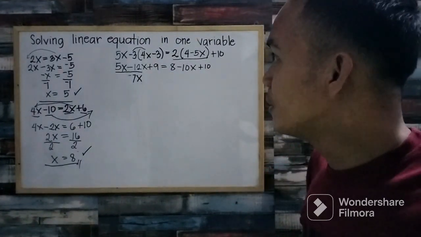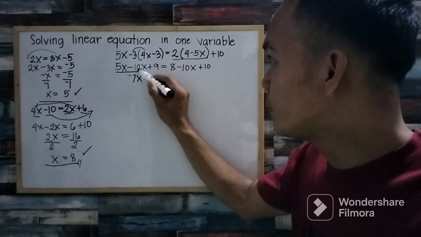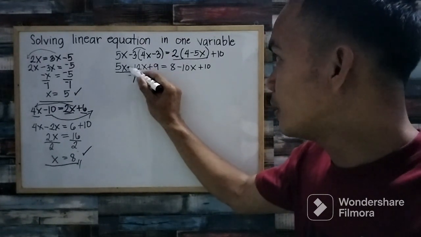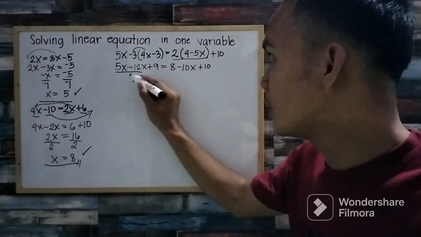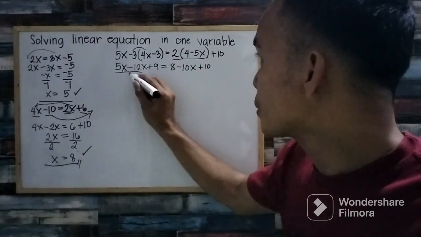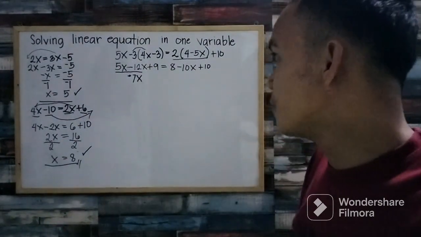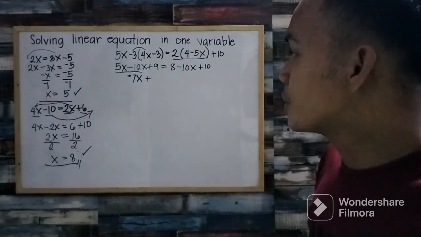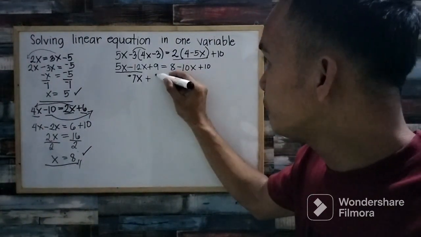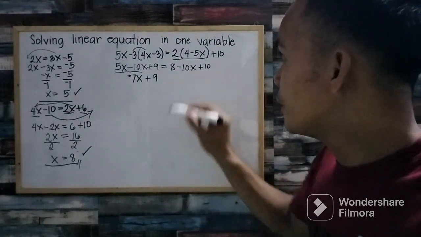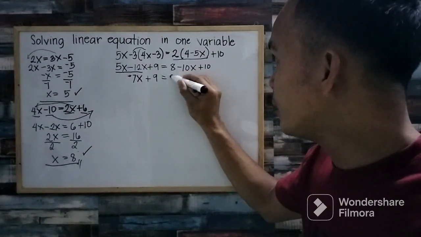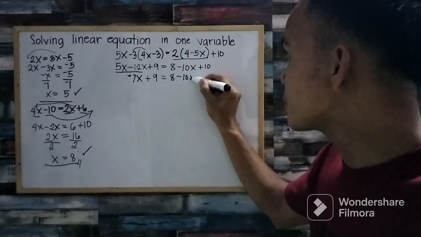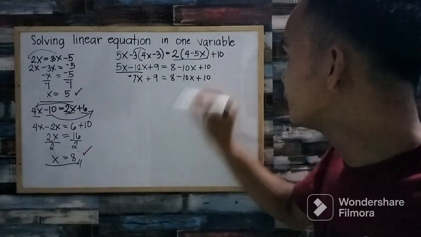Bakit? Dahil yung 5x at saka negative 12x are two the same terms, alright? So, 5x minus 12x, that is negative 7x. Bakit negative 7? Because yung 12 dito is bigger than 5, right? And it has negative sign. So, that's negative 7x. Then plus 9. And that is equal to 8. And negative 10x plus 10.